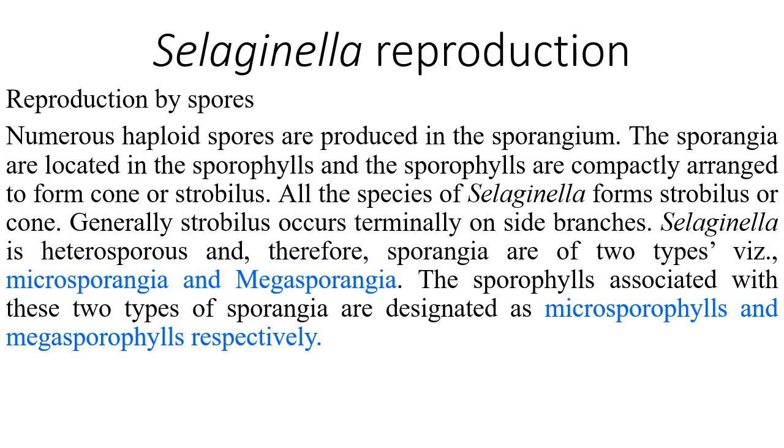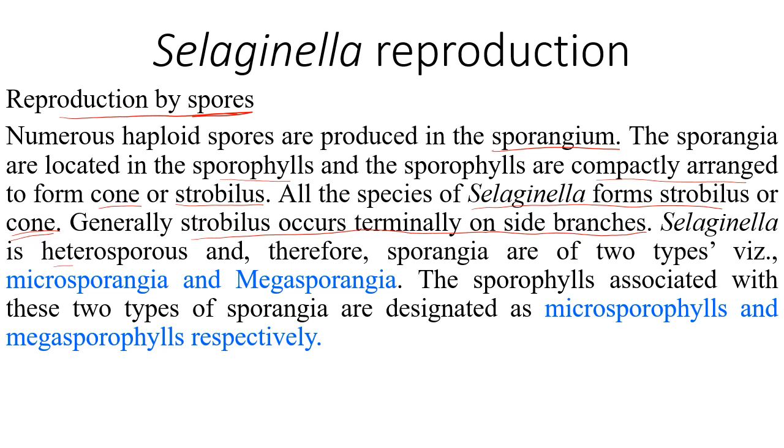In Selaginella, reproduction is also taking place by the spores. Numerous haploid spores are produced in the sporangium. The sporangia are located in the sporophylls, and sporophylls are compactly arranged to form a cone or a strobilus. All the species of Selaginella form strobilus or cone at its apices, as we have seen in the second video. Generally, the strobilus occurs terminally on side branches.